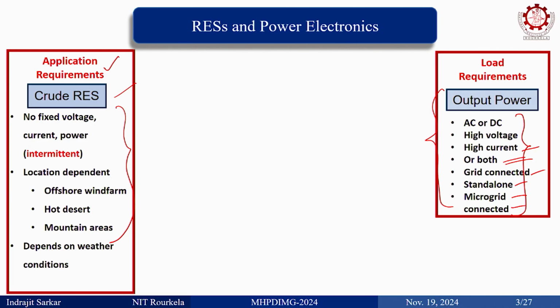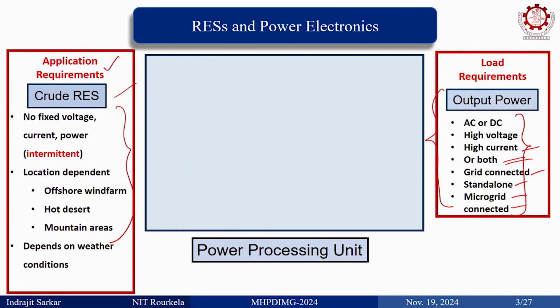Now there is a huge difference between whatever application is there, or the renewable energy sources, the form that they are generating, and what we are going to use. There is a gap. So how can this gap be filled? This gap can be filled by a power processing unit. So it will process the power from crude sense to usable form. Okay. So here the heart of the power processing unit is the power converter, that I will come to.